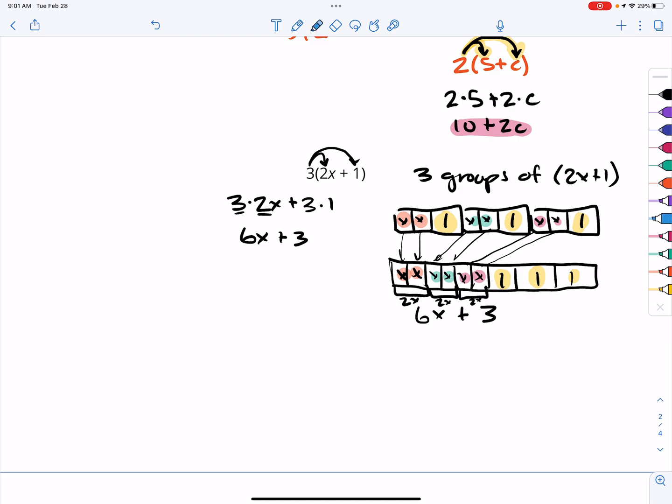And it is very important that we keep this variable there, because that variable, if you notice, it shows up all through here, and we can't just get rid of it. Now, that is our answer. Here is our final answer, that 3 times 2x plus 1 is 6x plus 3.